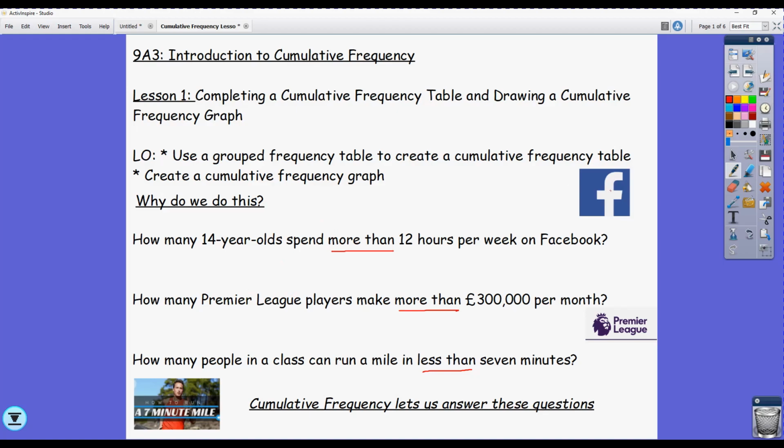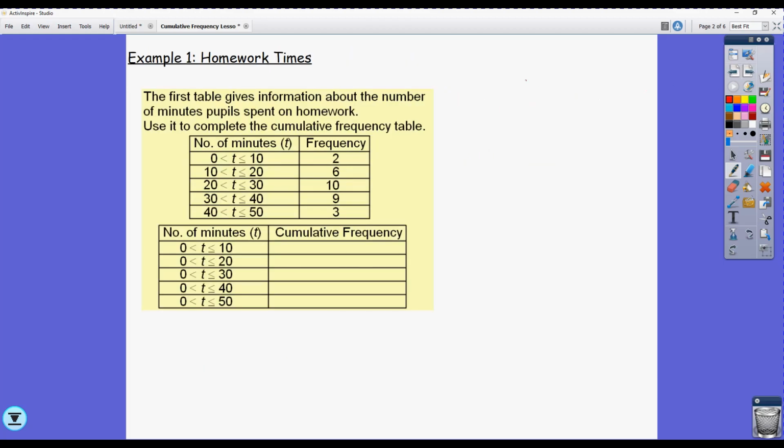So you should have the worksheet which I put on Teams, which you've been able to print out, or you've got the Word version, so you can follow along. We'll do this example together to start with. The table gives information about the number of minutes pupils spent on homework, and we want to use the table to complete the cumulative frequency table. So let's have a look at what this grouped frequency table actually tells us.